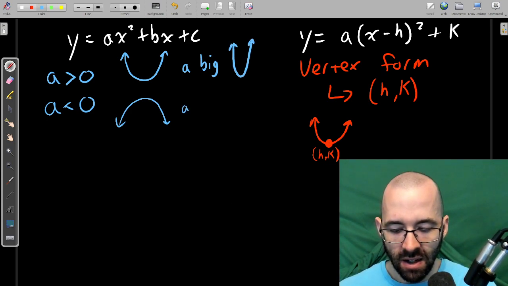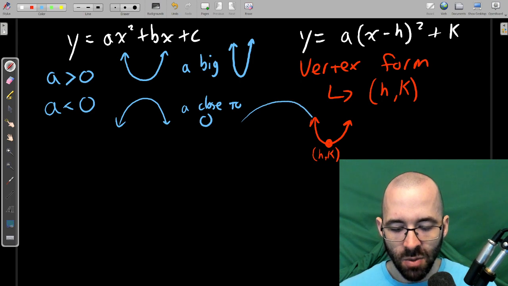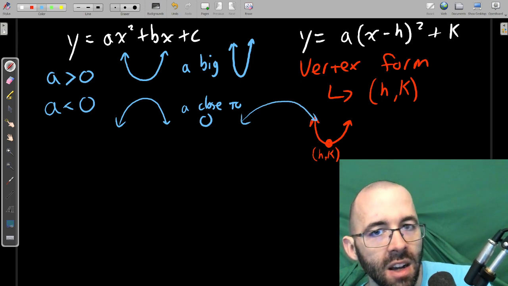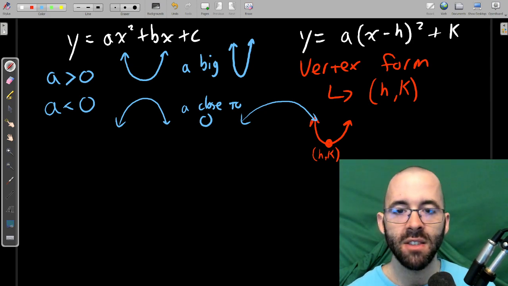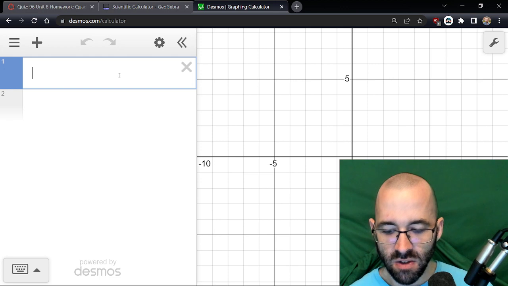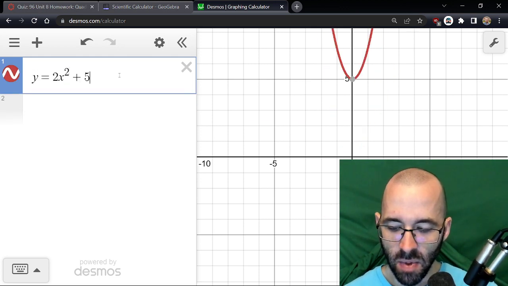And if a is close to 0, then it's going to look much more spread out, kind of like this. So that's kind of how a will affect these. And you can kind of see an example of this. If we wanted to graph a function, let's just make up a parabola.